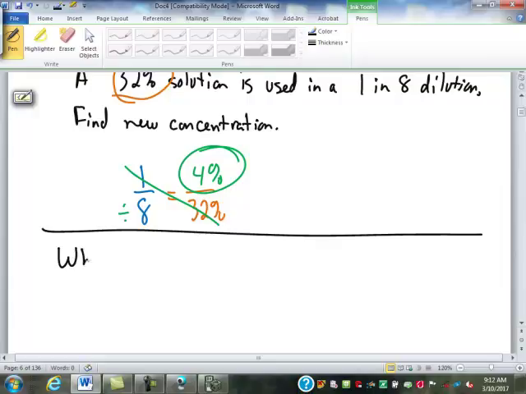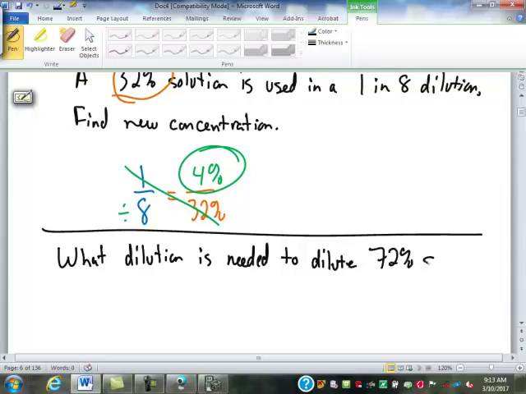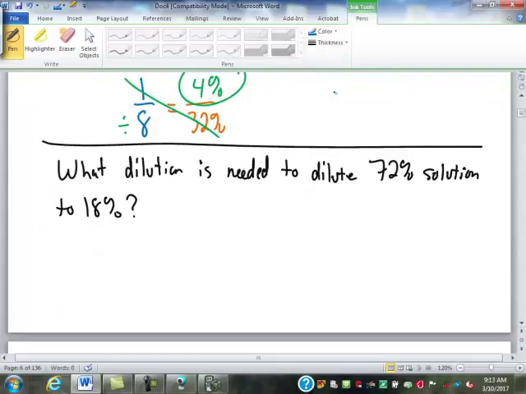We might look at what dilution is needed to dilute a 72% solution to 18%. So we are looking for a dilution here. On the other side, we have our concentrations.